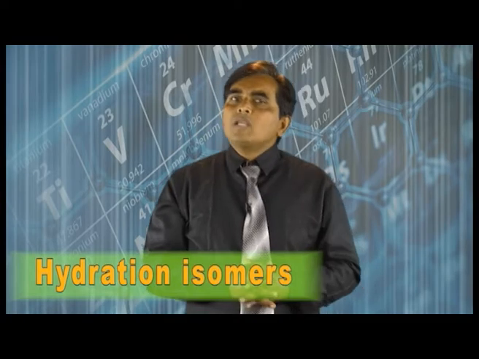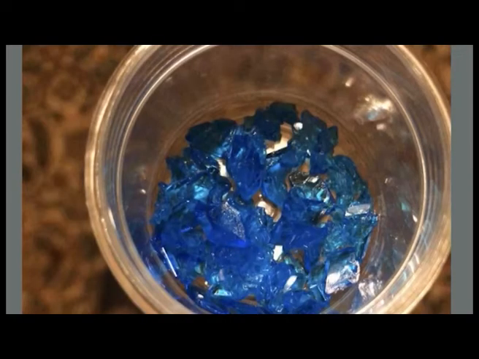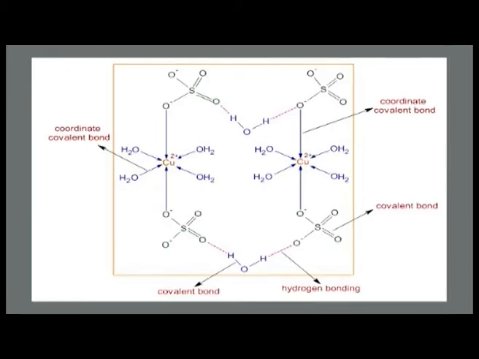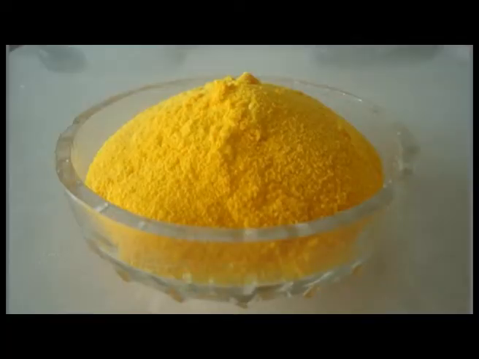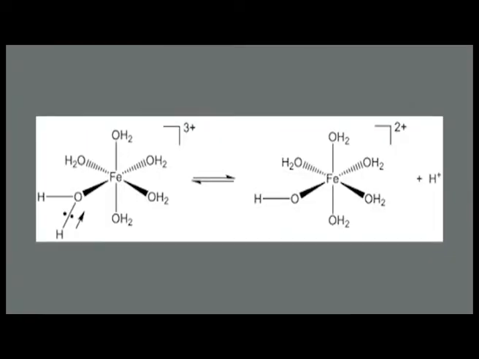Hydrate isomers. In the case of most transition metals, water occupies its secondary valency if no other ligand is available. You all know about copper sulfate. In its most stable state, it forms CuSO4.5H2O and is blue in color. Ferric chloride exists as FeCl3.6H2O. So, for most of the minerals in nature, water acts as a natural ligand.